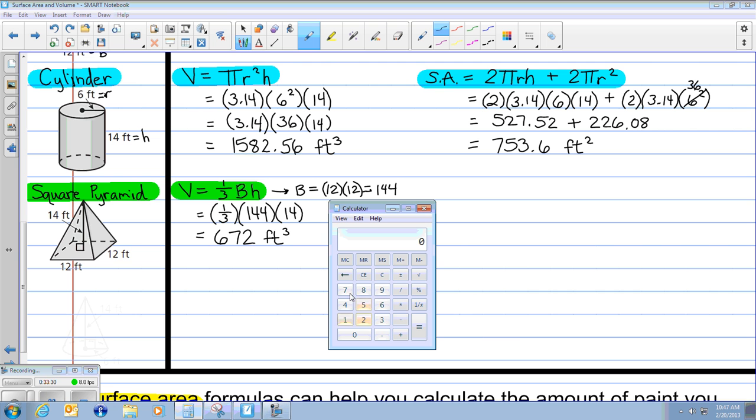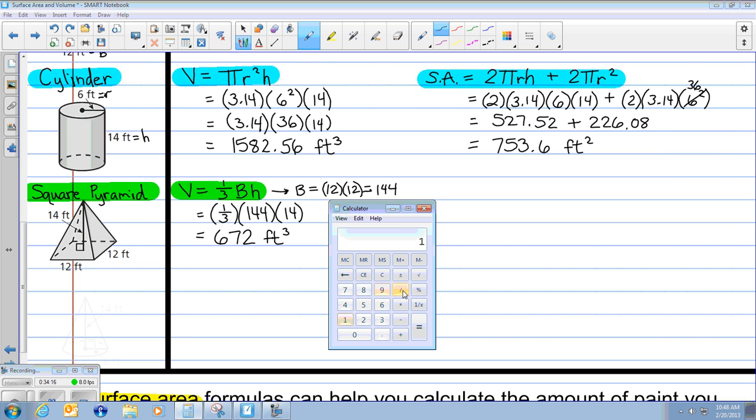Let's look at something else here. If I did 1/3 and just said, oh, that's close to 0.33. If I did 0.33 times 144 times 14, notice it doesn't give me 672. It's close, but it's not even very close. So let's try again. What if we use 0.3333? We use 4 3's instead of just 2. Times 144 times 14. Well, now we're closer, but still not quite right.